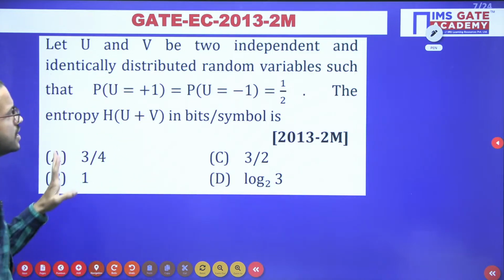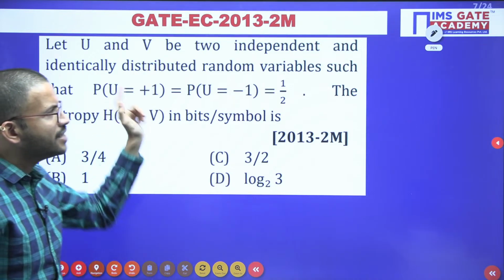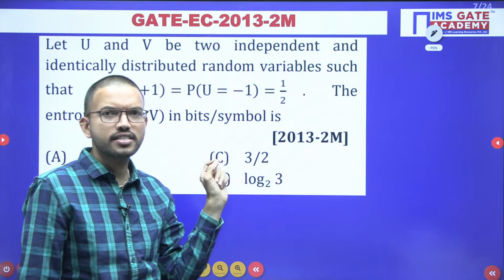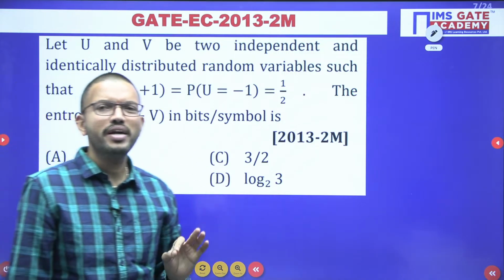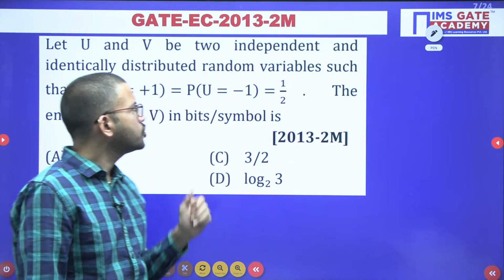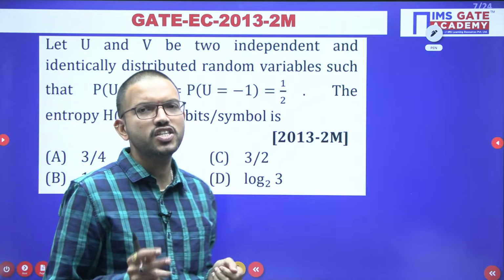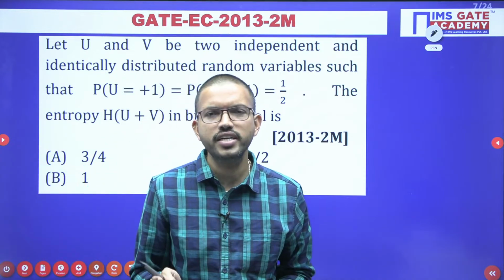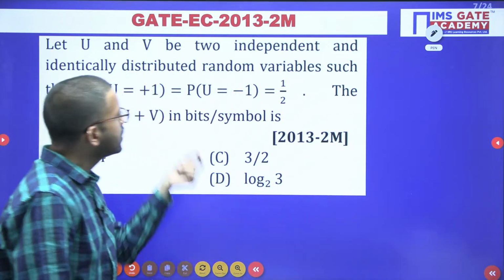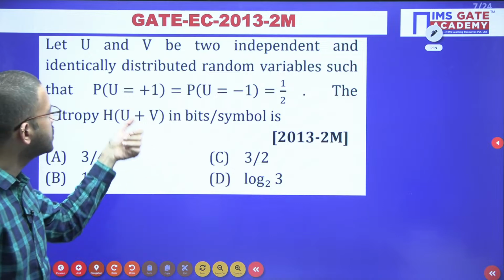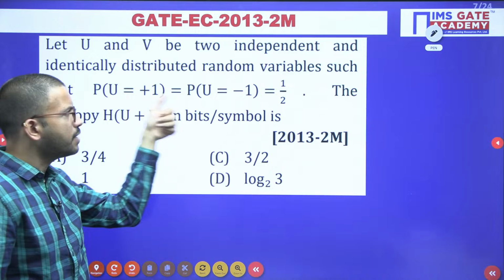In this question you have two random variables, U and V. In one of the last classes we also discussed two random variables, and in that question they mentioned binary random variables. There they considered the symbol values 0 and 1, and I mentioned that you can consider 0 or 1, or +1, -1, whenever you have two random variables. In this question they have considered two possible values for the random variable, +1 and -1.